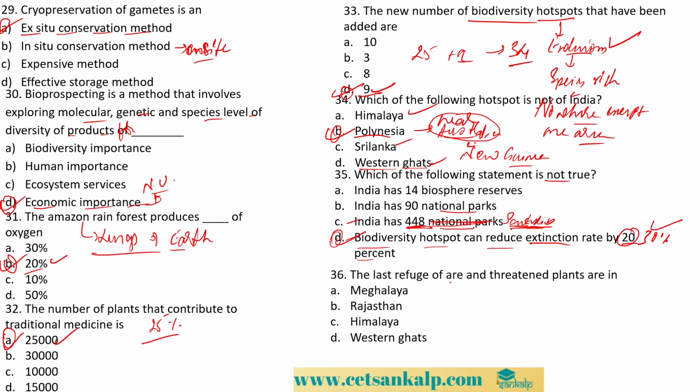The last refuge of rare and threatened plants is in Meghalaya, Rajasthan, Himalayas, Western Ghats. The answer is Meghalaya. We say the last refuge for very rare plants, which are mainly found in the Khasi Jaintia hills, in the Meghalaya region. Refuge means the last remaining home. The last remaining home for the threatened plants is actually Meghalaya.